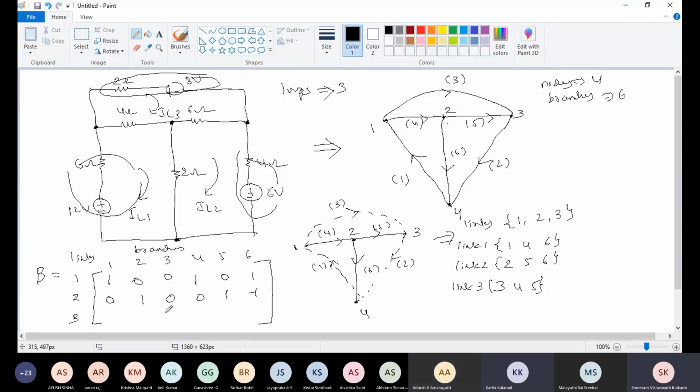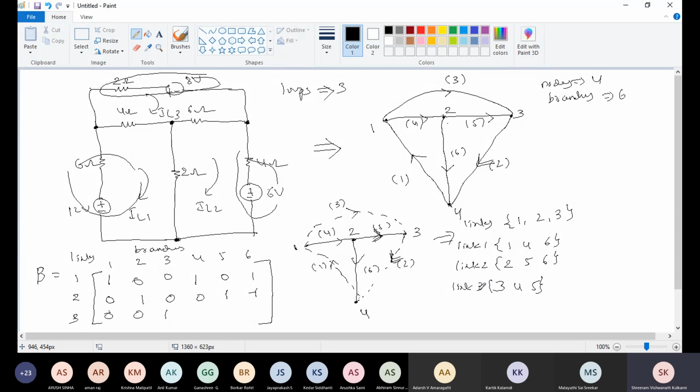Coming to link 3. In the oriented graph, see here, the link 2 direction is like this. Link 2 direction and this twig 5 direction are the same. And coming to link 3, 3, 4, 5 are there, so 1 is 0, 2 is 0, 3 is 1.